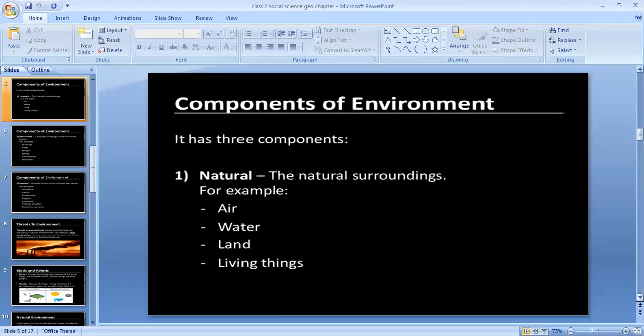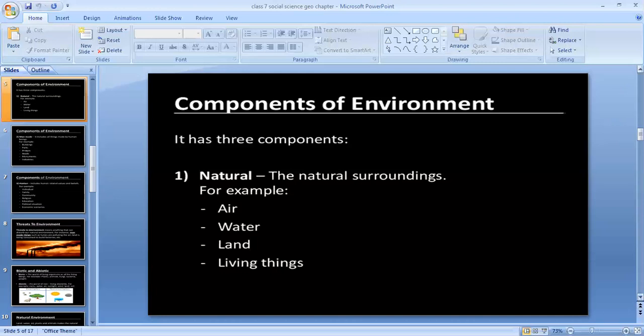Biotic are the living organisms and abiotic are the non-living things. Examples of biotic are plants, animals and human beings. And abiotic are land, air and water.